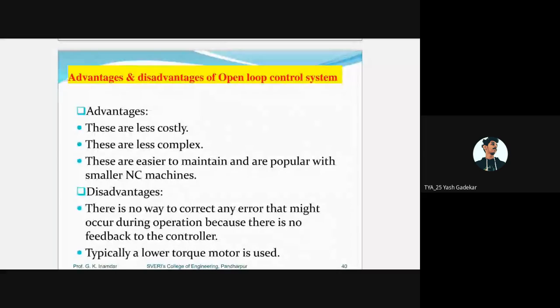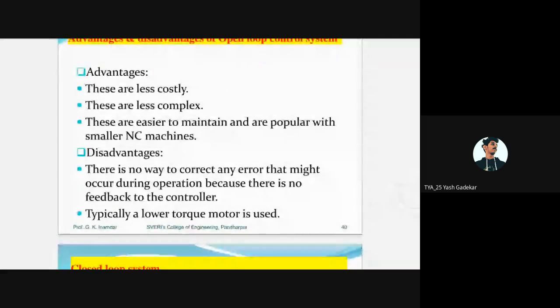Some disadvantages: there is no way to correct any error that might occur during operation, because there is no feedback to the controller. Typically a lower torque motor is used. For that purpose, a very huge and very high speed motor will not be available in this type of system.